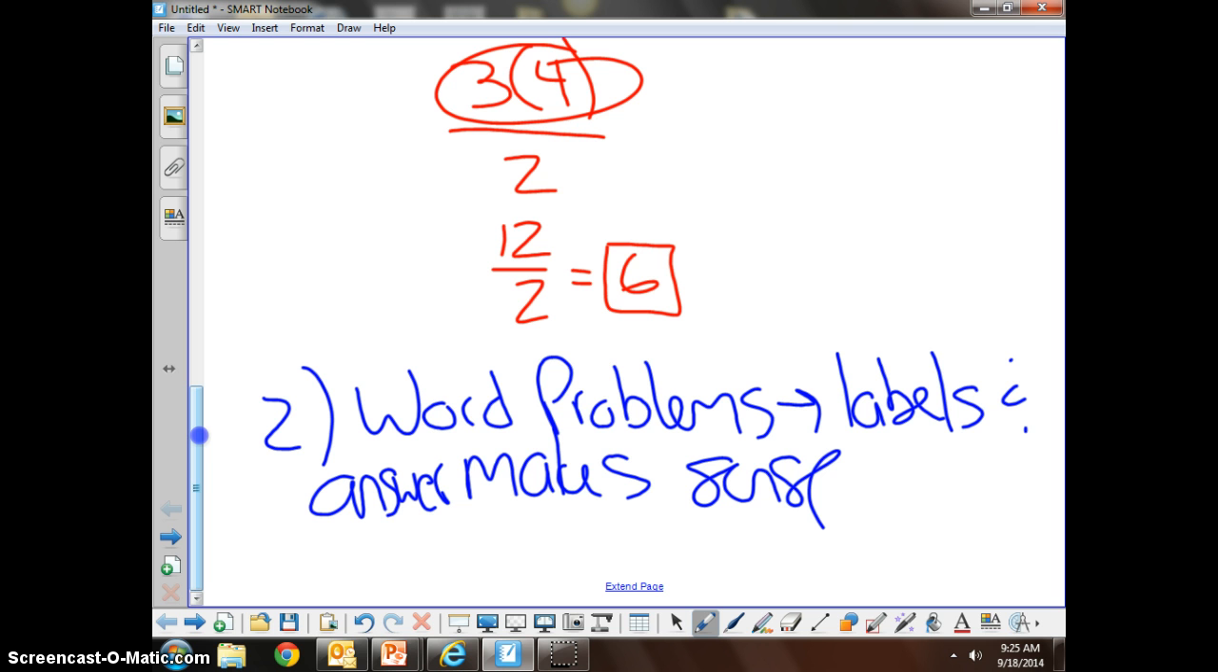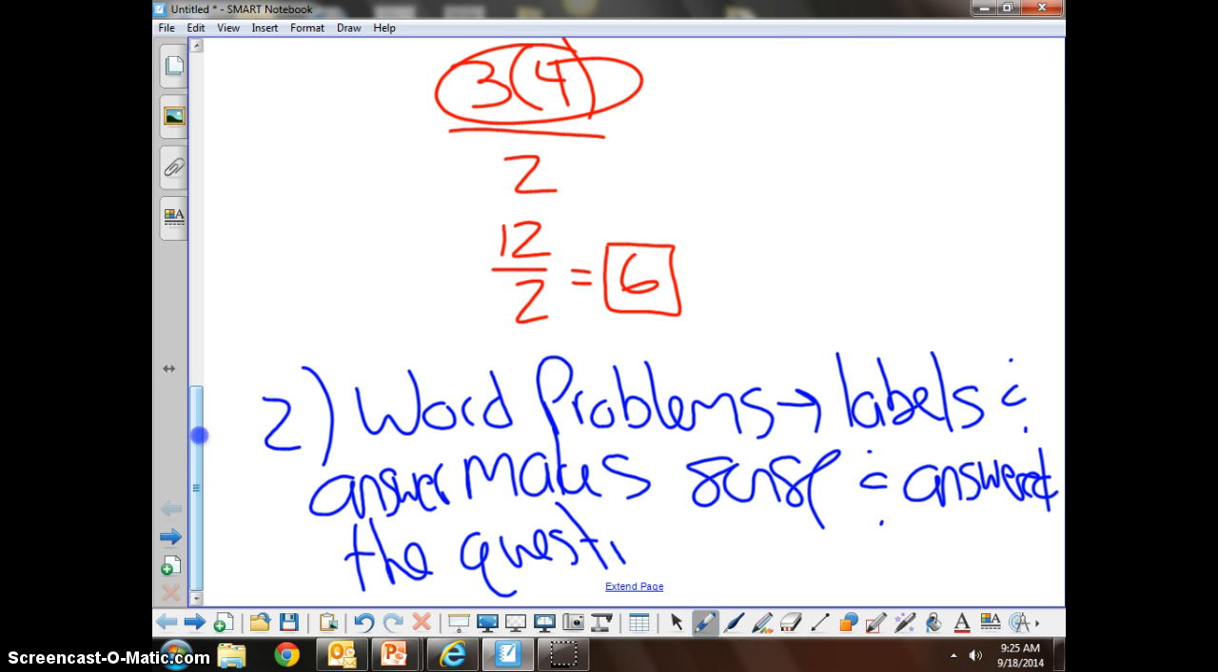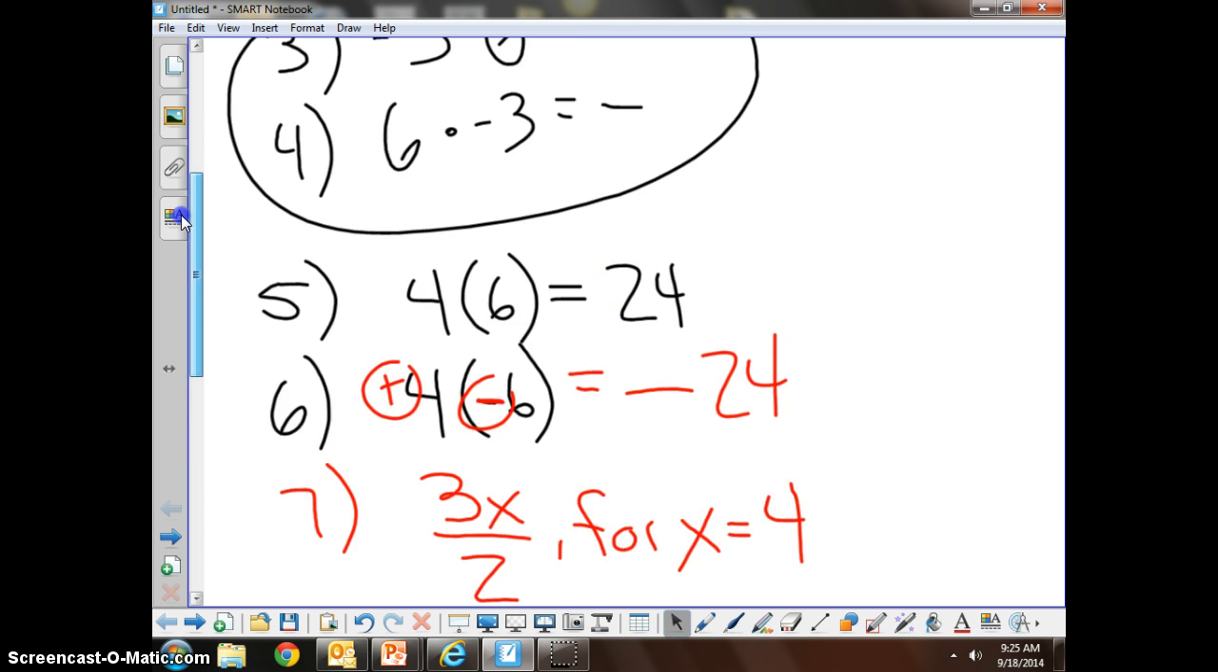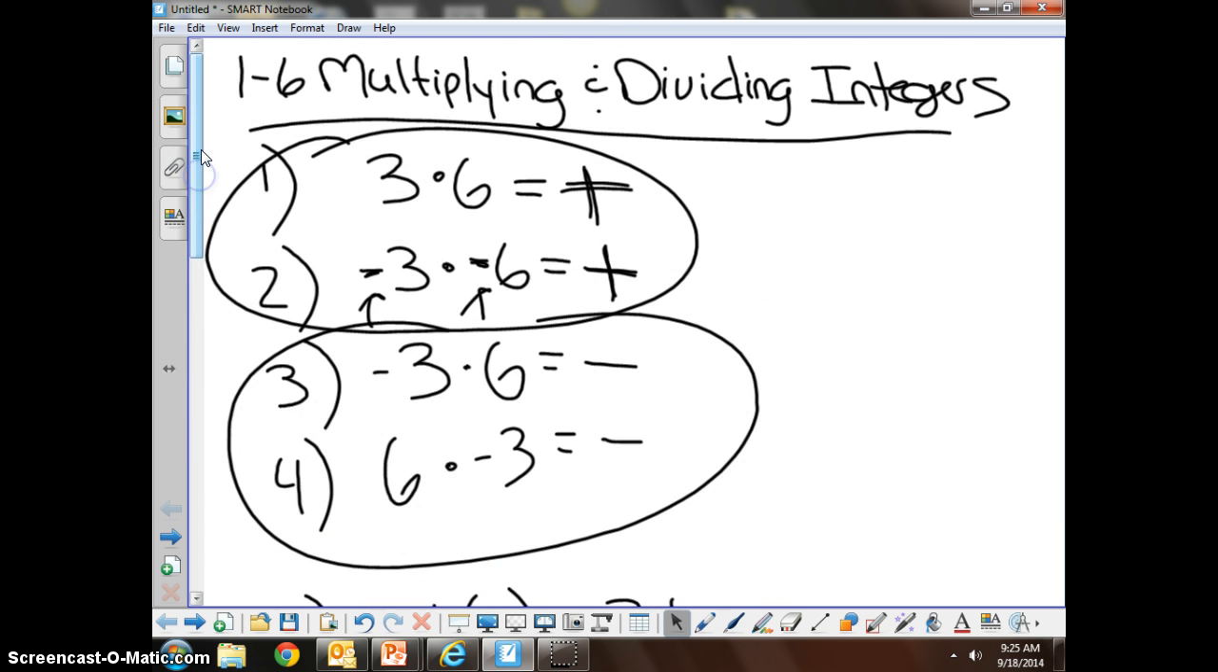And I'm going to throw one more thing out at you too, and this should be on your Schoology page. You should have labels, your answer makes sense, and you answered the question when working through word problems. Pay attention to the PowerPoint for 1-6, which is on multiplying and dividing integers. Good luck with your Explain Everything video.